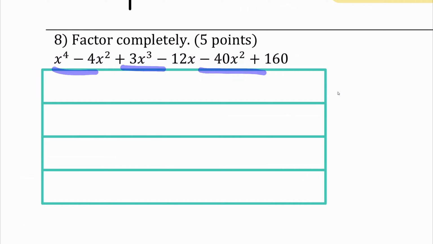So here we have 6 terms, 2, 4, 6. And so you might think, oh, the first thing I want to do is to combine like terms.